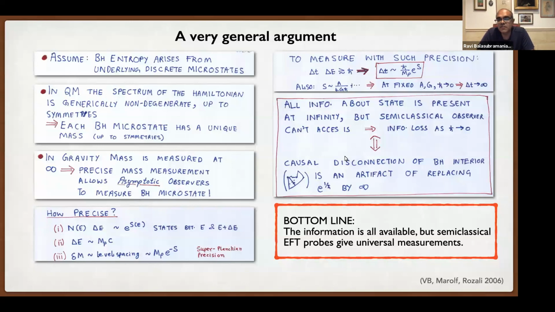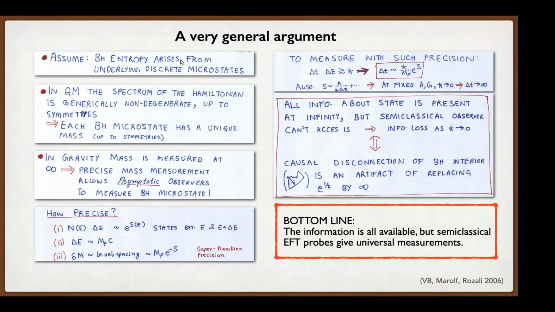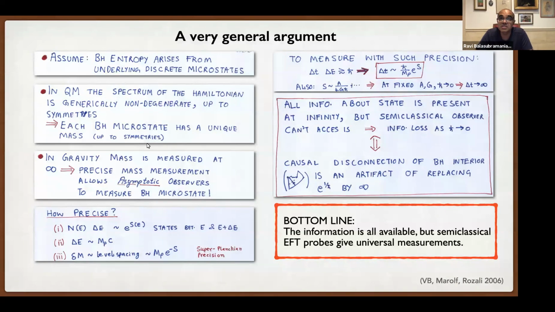So let's first of all suppose that there is a statistical mechanical description of black hole microstates, so that the entropy arises from some underlying space of discrete microstates. In quantum mechanics, the spectrum of the Hamiltonian is generically non-degenerate up to symmetries. So you should conclude from this that each of these microstates should have a unique mass up to symmetries, rotations and so on. But in gravity, mass is measured at infinity, essentially through a Gauss law. And so this immediately tells you that a very precise mass measurement should allow an asymptotic observer to actually measure the black hole microstate. You know the mass, so therefore you know the state.